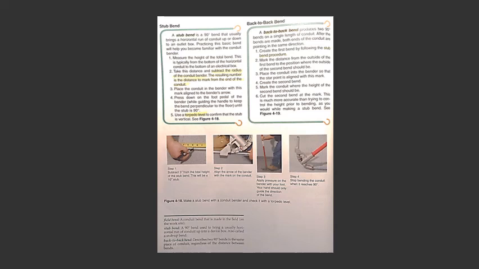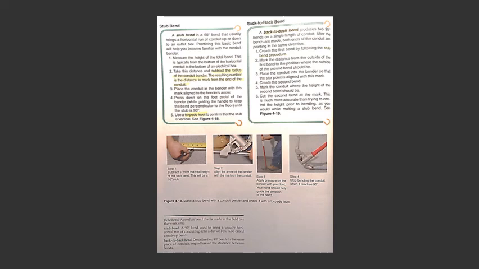The stub bend is the first bend that we'll describe. It is a 90-degree bend that usually brings a horizontal run of conduit up or down to an outlet box. Practicing this basic bend will help you become familiar with the conduit bender. Measure the height of the total bend. This is typically from the bottom of the horizontal conduit to the bottom of an electrical box. Take this distance and subtract the radius of the conduit bender. The resulting number is the distance to mark from the end of the conduit.